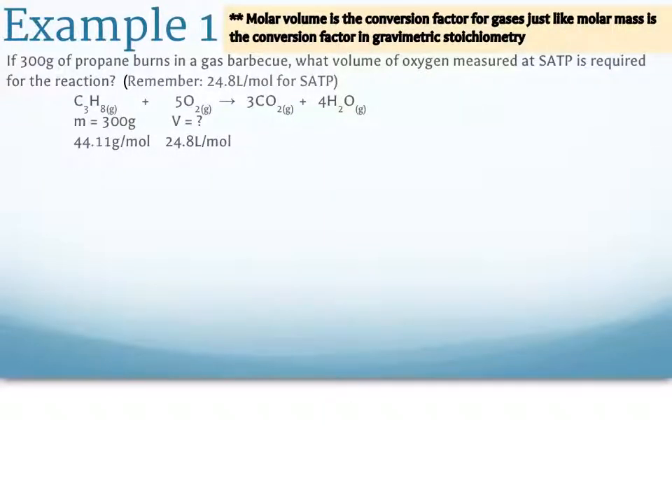This video is going to go through 4 different examples. Watch what you need to. First step here is write down my balanced chemical equation, what I know, my question mark, and my conversion factors.